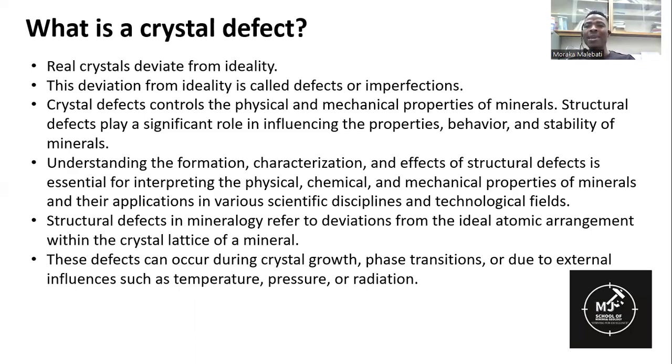They're going to be untouched in an ideal world, but in the real world, those atoms will be shifted, rotated, and deformed. And that's what you call the crystal defect. You are deviating from the ideal atomic arrangement. Now, this defect can occur during crystal growth, then phase transition, or due to external influences such as pressures and temperatures.